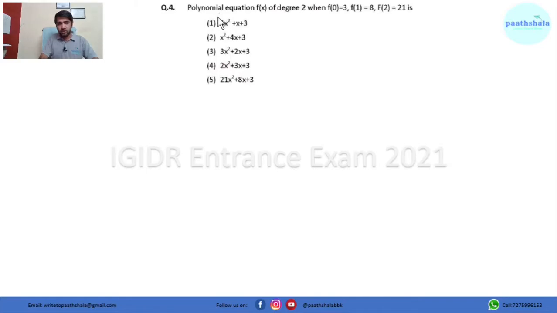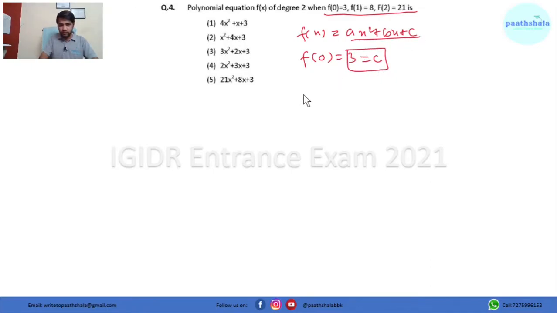Here in this question, it is saying that the polynomial equation f(x) is of degree 2 with these conditions. So let the polynomial of degree 2 be ax square plus bx plus c. When you put x equals 0 in this, you will get c, and by the given condition f(0) is 3, so you got the value of c. Now f of 1 value is 8.